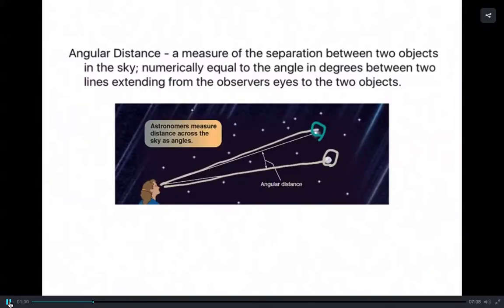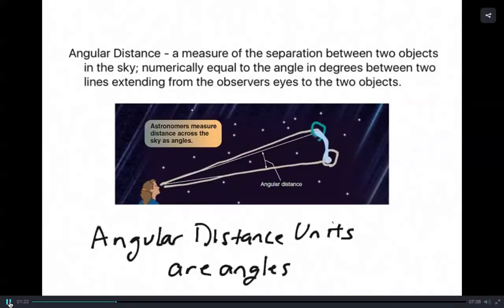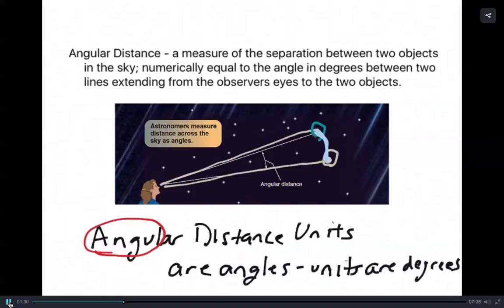As such, when we're looking at two objects in the sky, in this case a star and the moon, we are looking at a curvature in the sky. So you're not making a right triangle here. What you have is two lines emanating from the person's eyes looking to the two objects, and on the opposite end you have a curved surface. As such, angular distance units have the word angle in it, and so angular distance units are angles, and the units are degrees, an angular unit. So angular distances are angles, and the units are degrees.